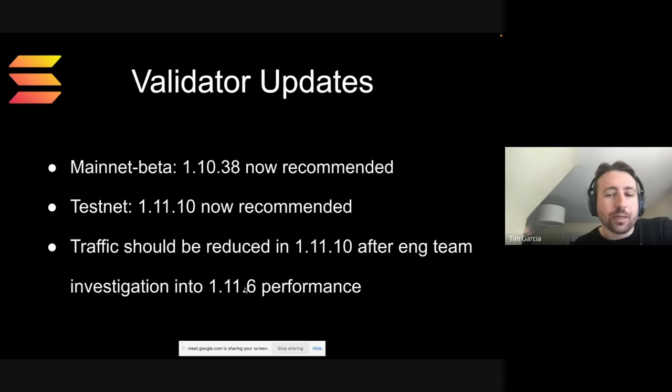Also want to say a special thanks to a few different validators that I reached out to and got logs from and got some help in debugging those issues. So thanks everyone out there who helped assist in that debugging effort. Make sure you monitor your traffic and check performance after this update, but it should help fix those problems. Any questions about the updates? Anything people are curious about? Nope. Okay, cool.